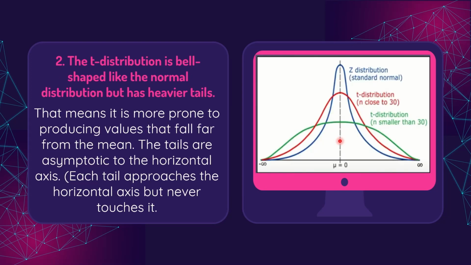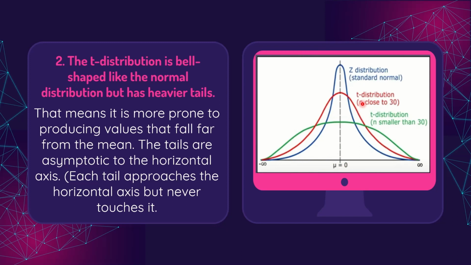Number 2, the t-distribution is bell shaped like the normal distribution but has heavier tails. That means it is more prone to producing values that fall far from the mean. The tails are asymptotic to the horizontal axis, so each tail approaches the horizontal axis but never touches it. As I was saying, the t-distribution is bell shaped like the normal distribution but has heavier tails. When we say heavier tail, parang pabigat siya, mas mabigat yung kanyang tail.